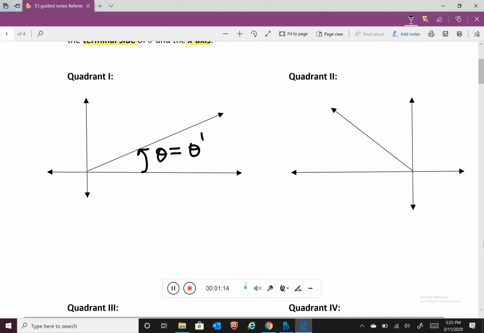For quadrant 2, our angle is not acute, and so the angle is not meeting the definition of a reference angle, but the angle that we will be referring to or looking at is the angle right here. And how we find this theta prime angle is by noticing that our angle combined with theta prime adds to be 180 degrees. So our reference angle is equal to 180 degrees minus our given angle.